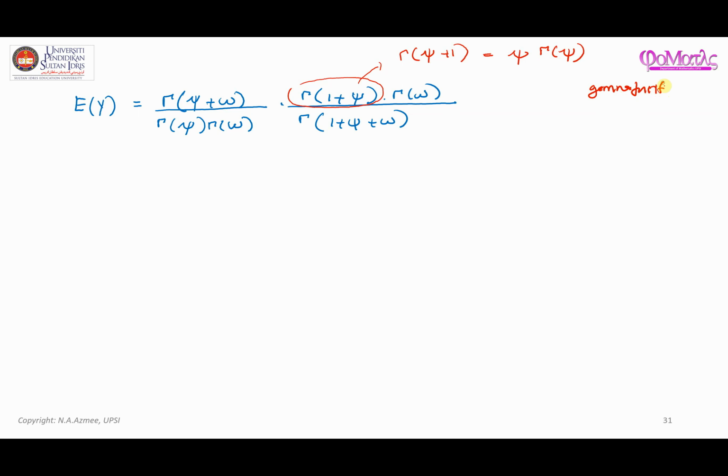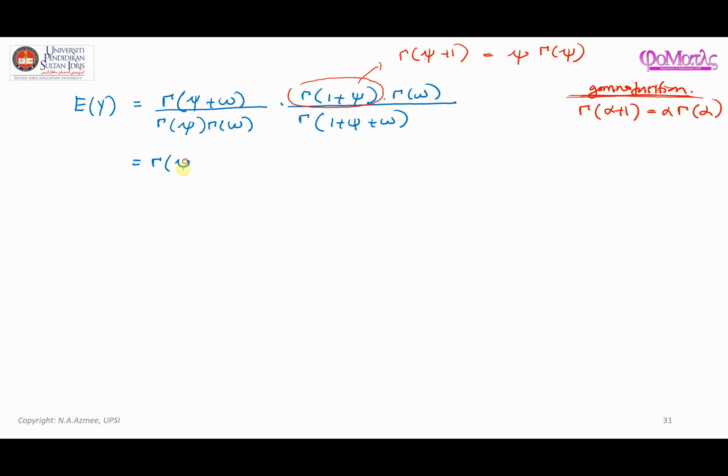So in gamma function, if you have gamma alpha plus 1, that's the same thing as having alpha gamma alpha. So here 1 plus psi, we can rewrite that as psi plus 1. And the result here is going to be psi gamma psi. So go back to this video related to gamma distribution if you want to find out more about this. Right, just going to write down the result now.